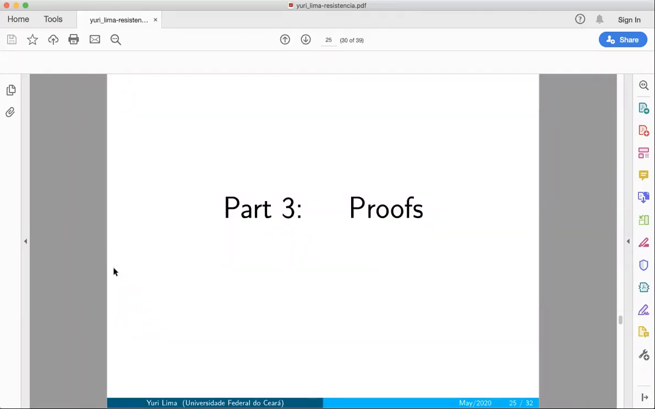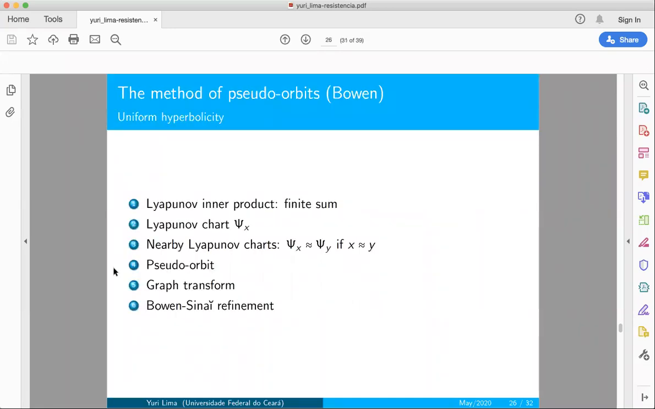All right, so in part 3, I'm going to give a very brief sketch of the proofs. And for that, I start by recalling the method of pseudo-orbits of Bowen. It will be complicated for those who have never seen it, but for those who have, this will serve as a reminder of the techniques involved in this method. Bowen used this method to give a new proof of, for instance, the construction of Markov partitions for Axiom A diffeomorphisms.